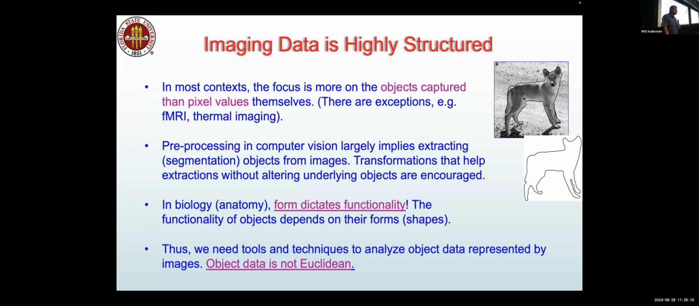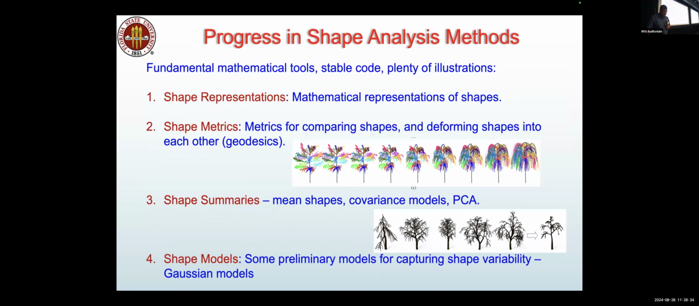And the last point I want to make is that this object data is not Euclidean. You can't take objects and say, let's add them up, let's subtract one from the other, and let's average things. So doing statistics is fairly non-standard in this object space. So we have to think fresh.